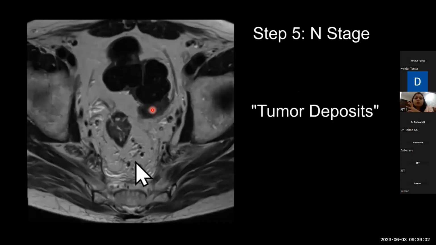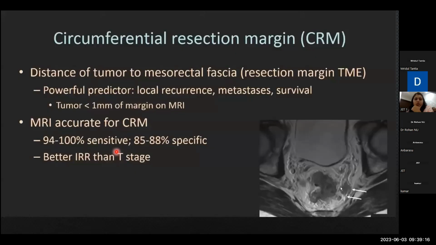Another important thing is a tumor deposit. So tumor deposits are less than 3 mm tumor deposits in the mesorectum. These also have to be defined in relation to the mesorectal fascia. If it sits on the mesorectal fascia, then it's again an MRF positive disease.